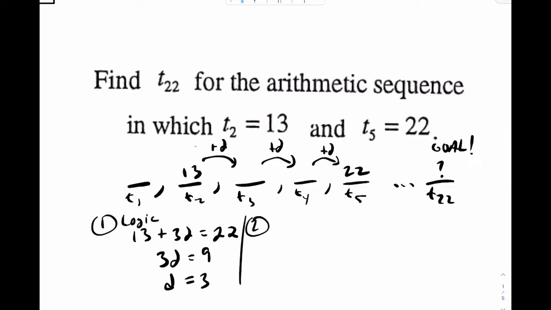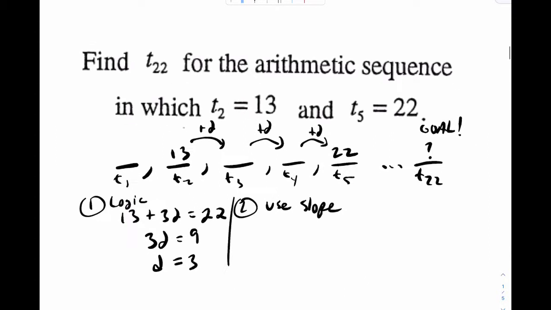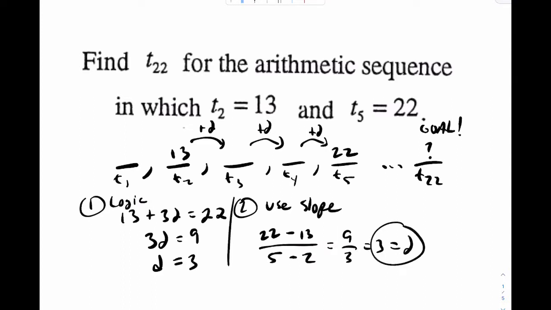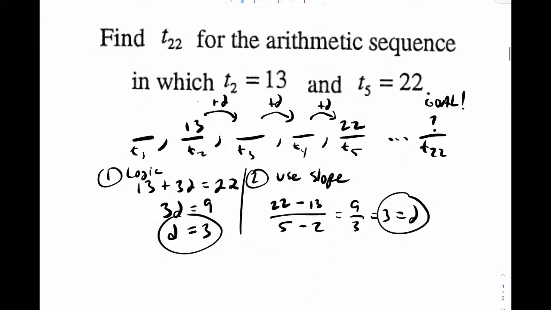Now here's method 2. You can use slope. So slope meaning, think of this as a coordinate. So y1, 22, minus y2, which is 13, over the fifth term minus the second term. So basically using your slope formula, and then we get 9 over 3, which is 3. So here's our common difference. So those are the two ways you can do it. Logic it out with a linear equation, or use the slope formula to get your d.